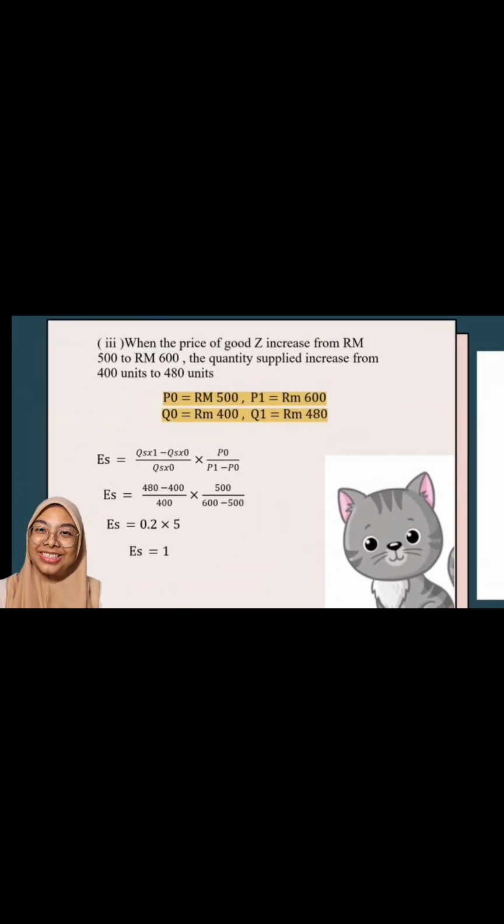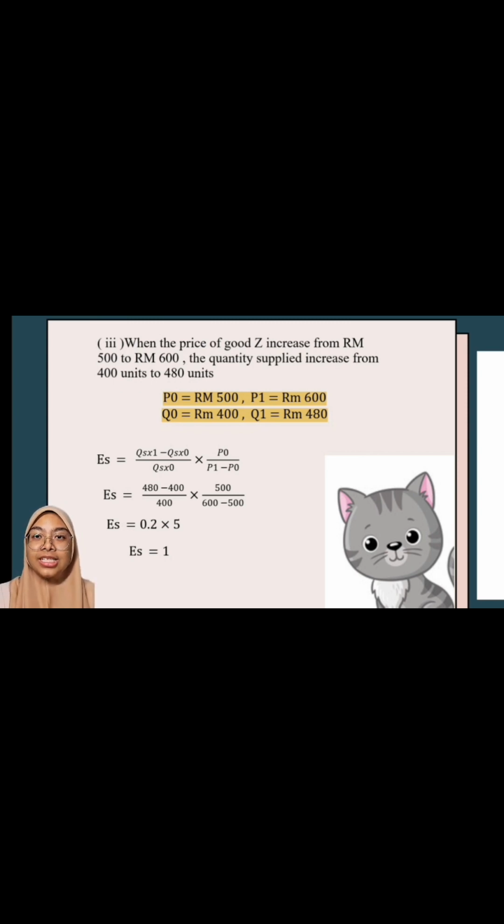For the last question, it is about good Z. The question is quite the same as the second question, but it's still different. We still need the same steps, which is classifying all the details in an easier way and keying the details into the formula.